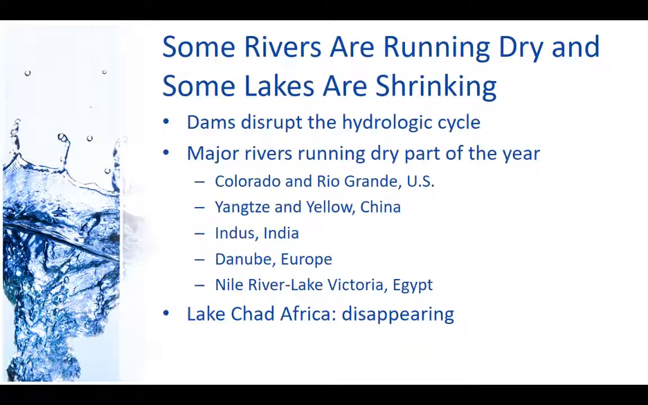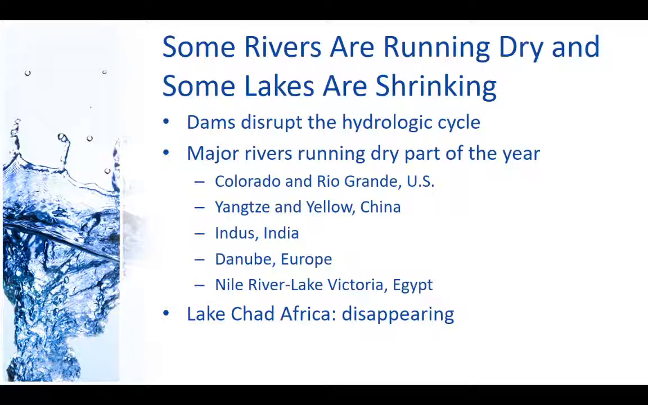So we're seeing some rivers run dry and some lakes shrink. Dams are disrupting hydrologic cycles. Major rivers are running dry at least part of the year. We've got the Colorado we've been talking about, but the Rio Grande. In China, you've got the Yangtze and Yellow rivers. In India, you've got the Indus. In Europe, you've got the Danube. In Egypt, you've got the Nile River up through Lake Victoria. In fact, there's lots of political unrest surrounding the Nile River and a potential dam in Ethiopia. Lake Chad in Africa is disappearing completely.